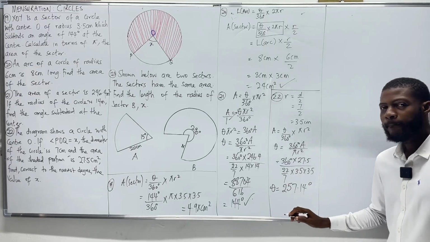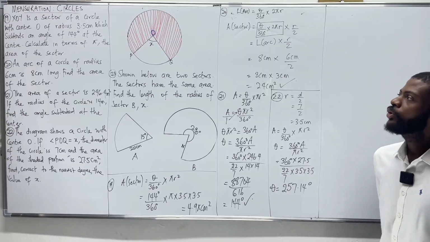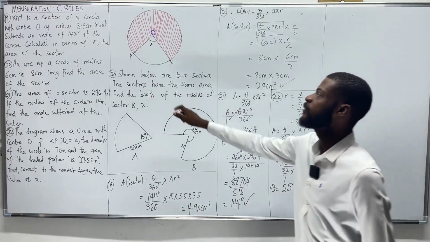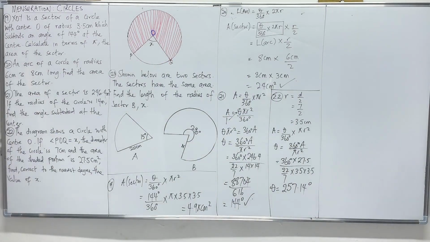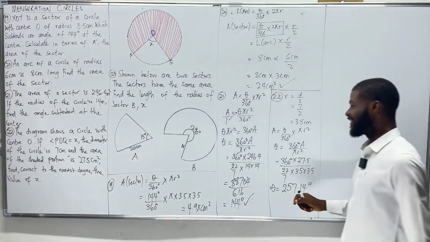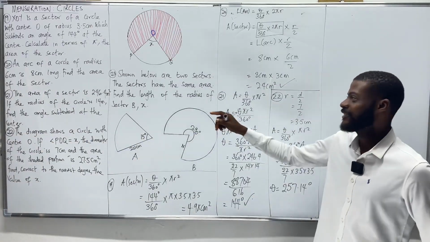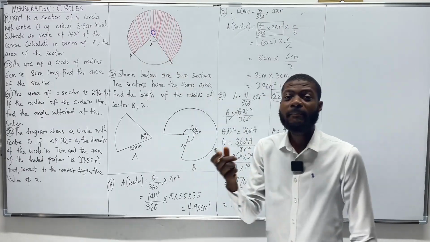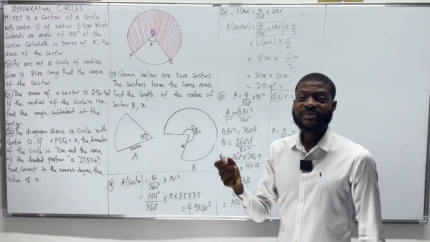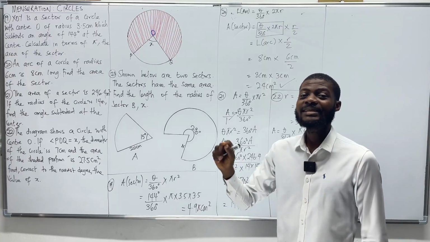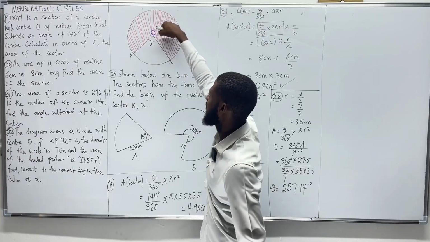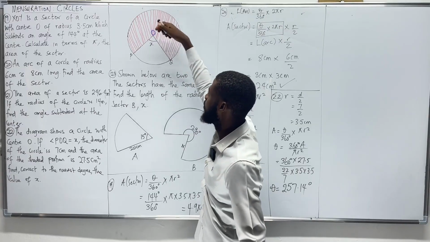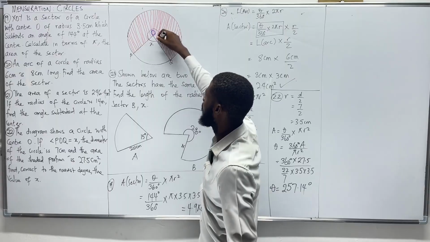That's the angle. But this is not x. Look at the diagram. The place where x is, this very place where x is, is the minor sector. If it's the minor sector, it has to be less than 180. The angle we just found is the angle for this other side. That's why you see that it's more than 180. So it's this other angle that we found.